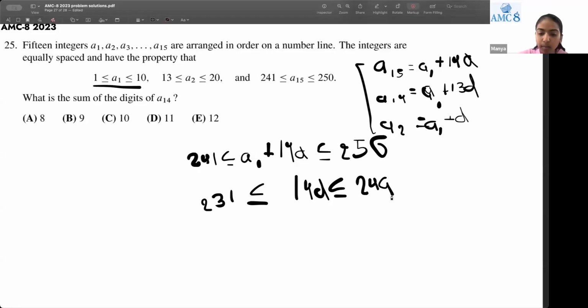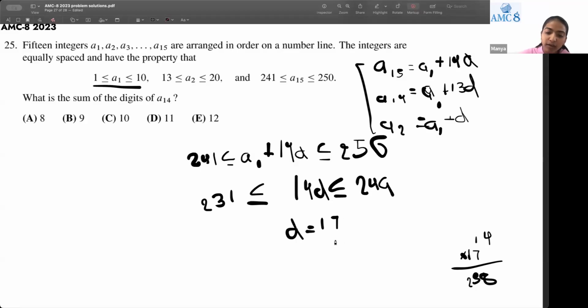So 14D must be between 231 and 249. So what's D? D must be a number that times 14 is between 231 and 249. And D must be equal to 17, since 14 times 17 is equal to 238. Okay? So D must be equal to 17.